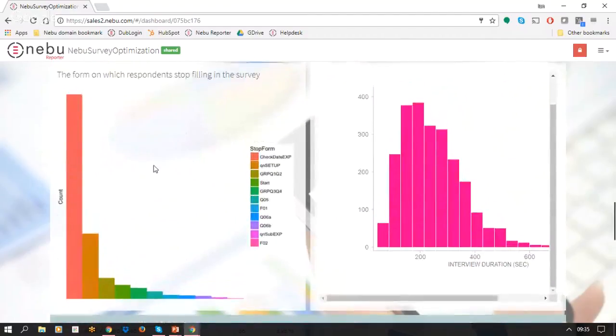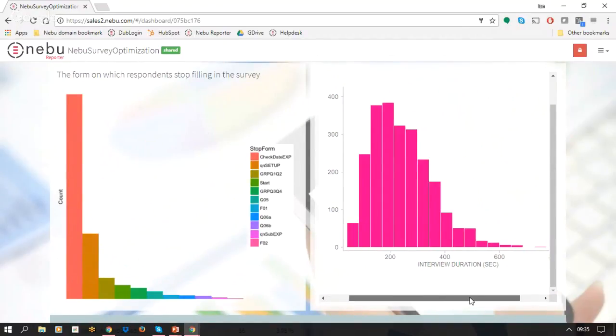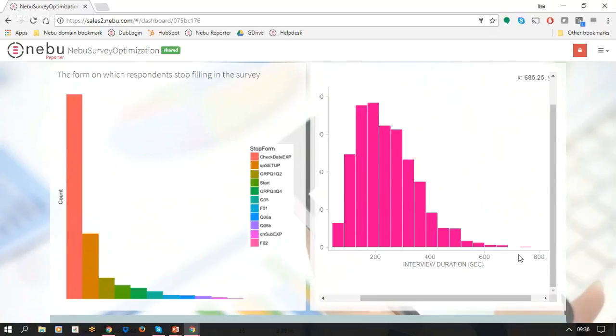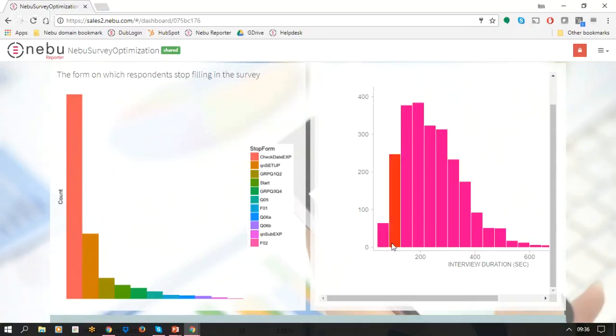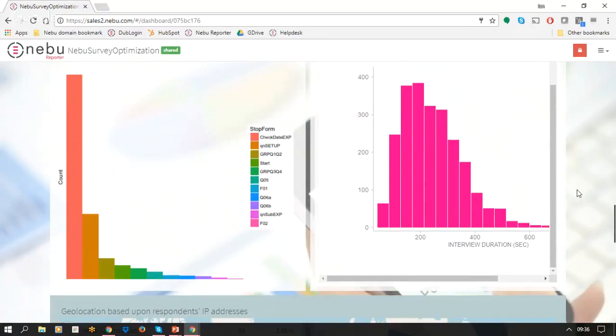Looking at my different counts on here, so where people stop answering the survey, I've got that as an indicator. I've got my interview duration here as well, and perhaps these outliers at the end. This all looks fine. It's got a curve that I'm expecting to see, a lot of people around the middle of it. Perhaps some people are taking longer because they're working through the survey, or they have more skip logic in there, and some very quick ones, which I may want to investigate to see why they were so quick.